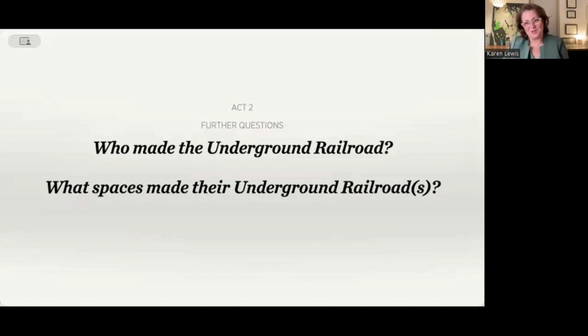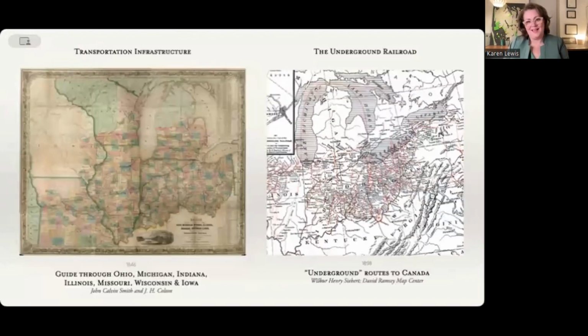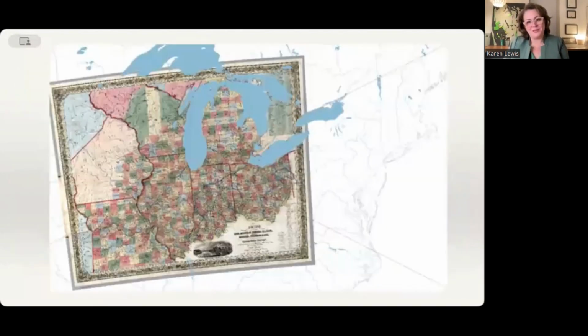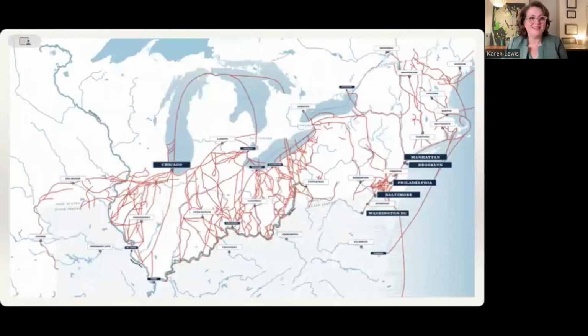So as we start to get into the last 10 minutes of our presentation here, the next project that I'm going to talk about is who made the Underground Railroad. And this is this project that I presented at the Newberry Library in the Crossings exhibition. And I will click through some of this a little bit quickly just for the sake of expediency. But making this project was a way of starting to look at some maps of 19th century, the Midwest, and we wanted to compare that to Seibert's map.